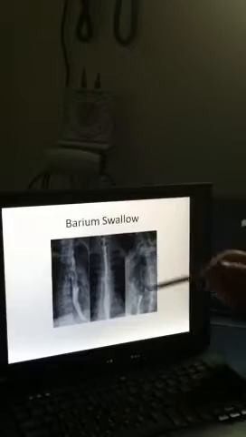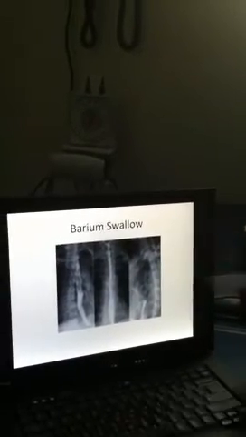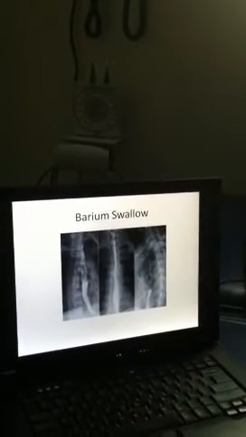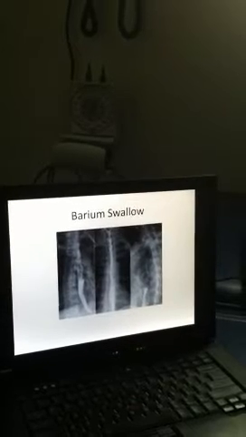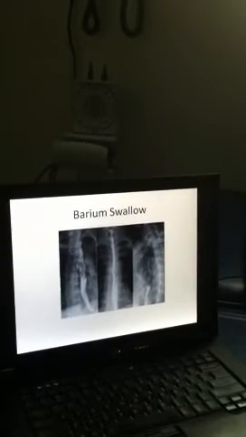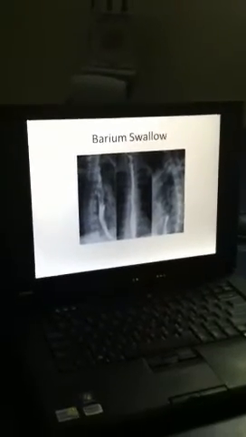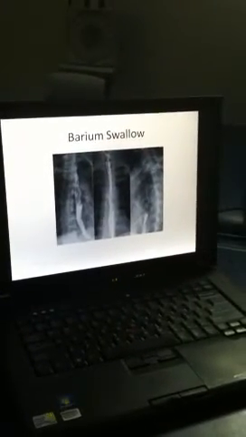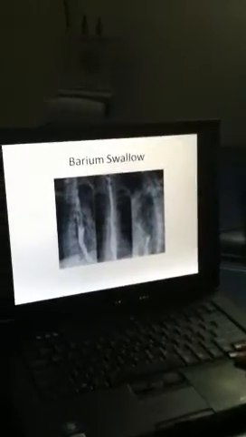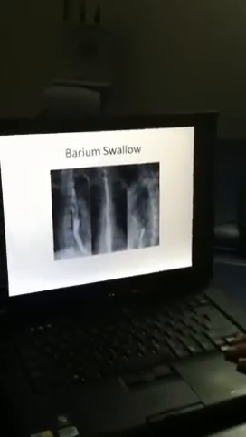Things like that, these are just different views of the same thing, so don't worry too much about that. But you can only see the esophagus in this picture. And if there's something abnormal going on with the esophagus, you'd be able to see it. If there were a polyp or cancer, whatever's going on, you would be able to see it. So that's barium swallow. Any questions about that?